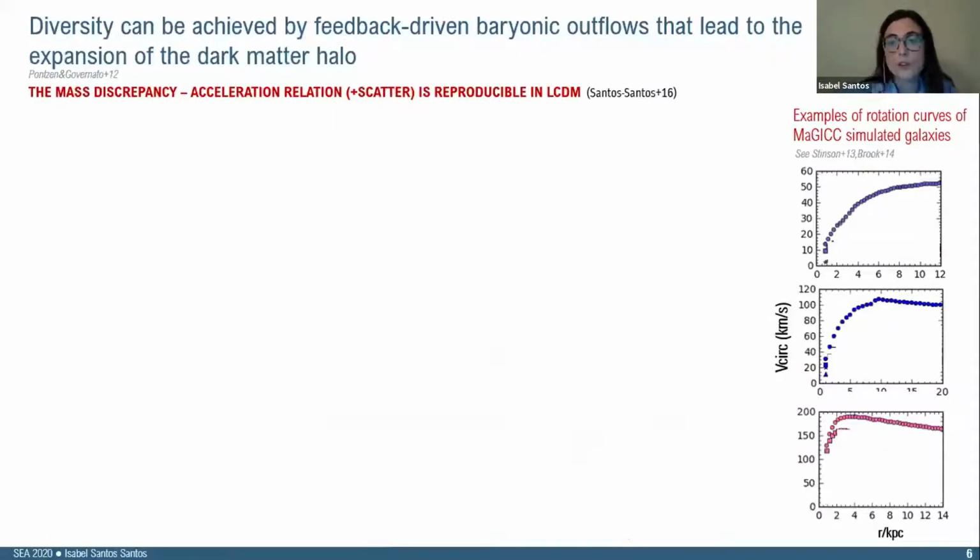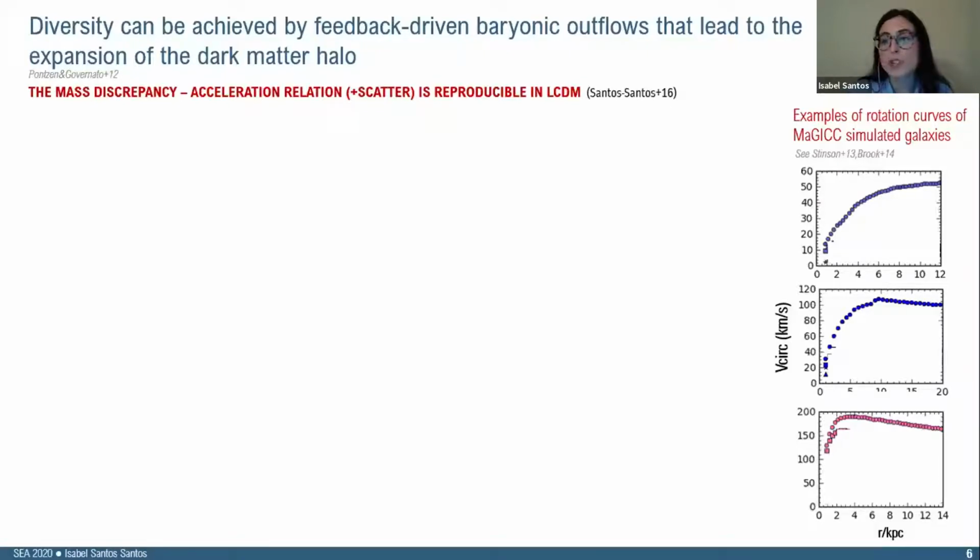One way of producing diversity is considering that galaxy formation processes within ΛCDM can modify the inner dark matter distribution of galaxies. In particular, galaxy formation models that include detailed recipes for stellar feedback, like for example, supernovae explosions or feedback from massive stars, can produce outflows of gas that push outwards the dark matter particles and expand the halo. This can lead to the formation of cores in dwarf galaxies.